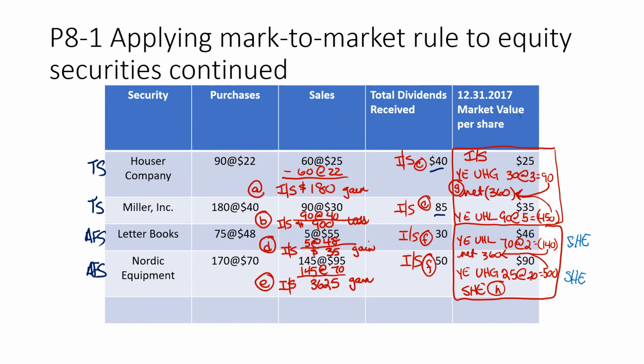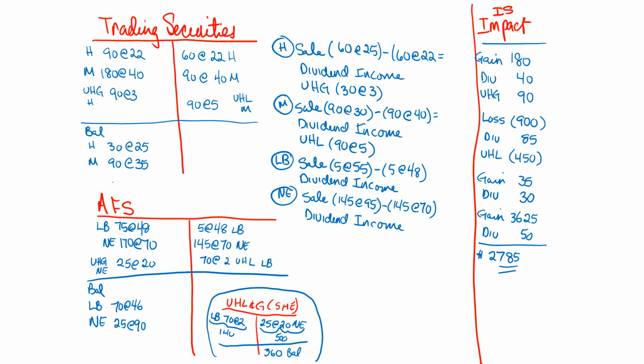So the little letters here are the answers to the various questions. And if you'd like to see it a different way, here it is. Notice I've taken each of the trading securities, shown their unrealized holding gains and unrealized holding losses, how we got the ending balance for the year, and showed the entries we made and their impacts on the income statement.